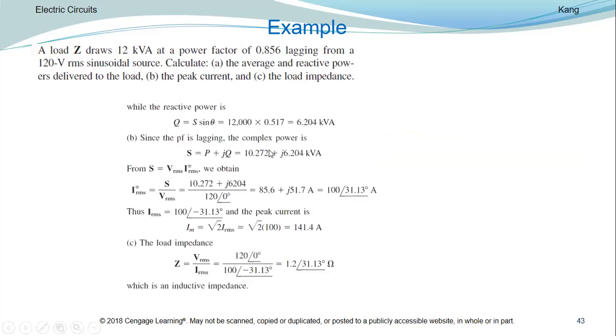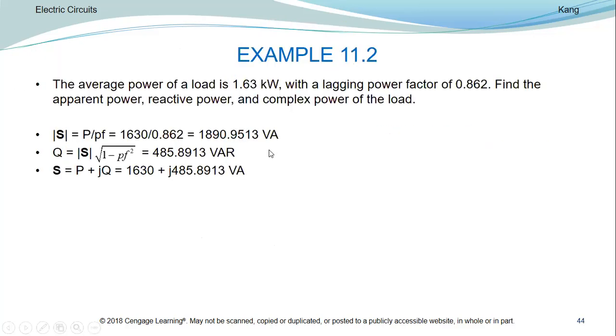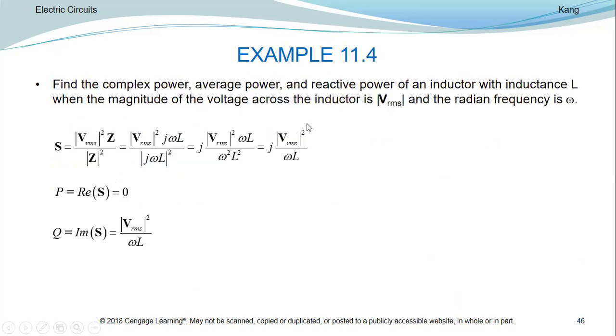Now moving towards the next one, 11.2. This is the simple one to find. The value of S will be equal to P upon PF, Q equals this one, and S equals P plus jQ. This is the simplest part we have done before. This is the same as before. This is one point we have to find with respect to S.